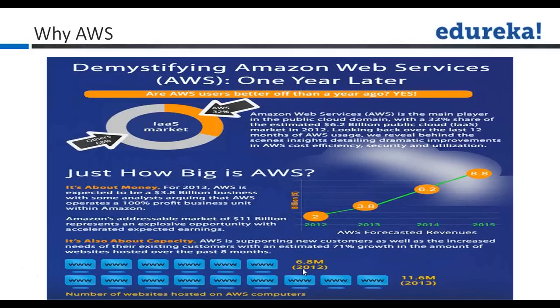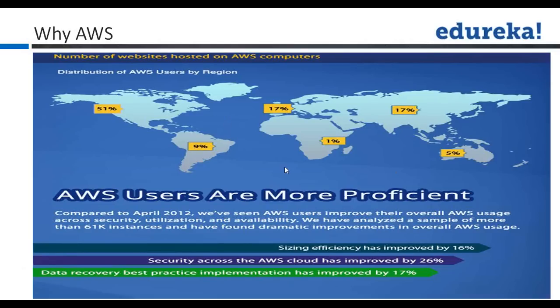Now also about the capacity. In 2012, at the bottom you can see, there were almost 6.8 million websites hosted on Amazon, while in 2013 it is supposed to be almost 11.6 million websites hosted on Amazon. So this is how it's growing. And there are very good statistics again on websites hosted on Amazon computers: 50% are hosted in the US region, 9% in South America, 1% in Africa, 17% of customers are from Europe, 17% from Asia, and 5% from Australia.